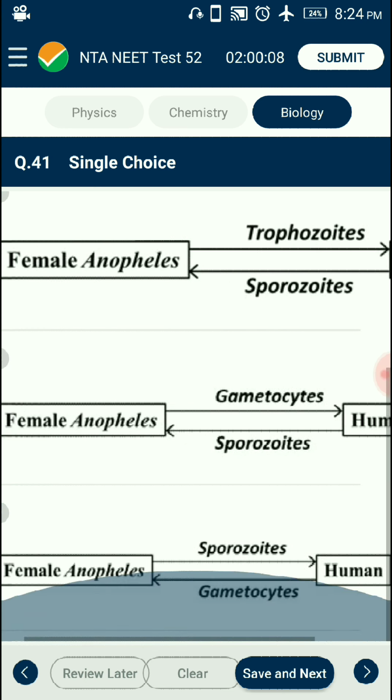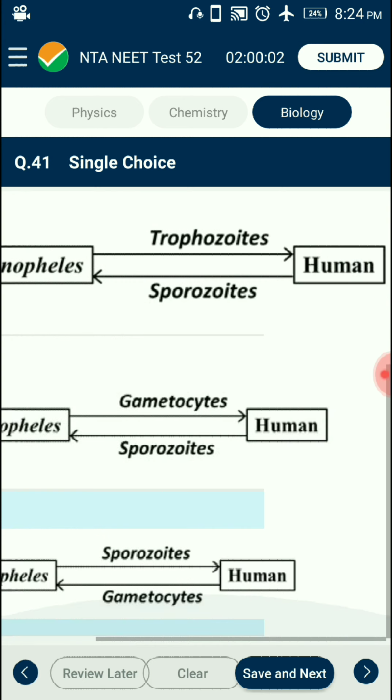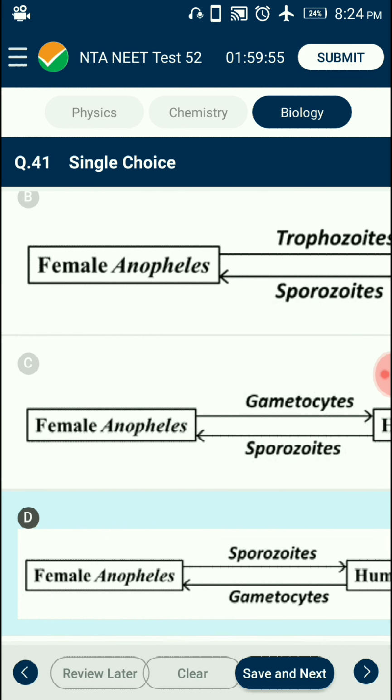So the correctly matching option is option D. Female Anopheles mosquito injects sporozoites into humans. Again from humans, the gametocytes are transferred to the female Anopheles mosquito. So that is the correct option.